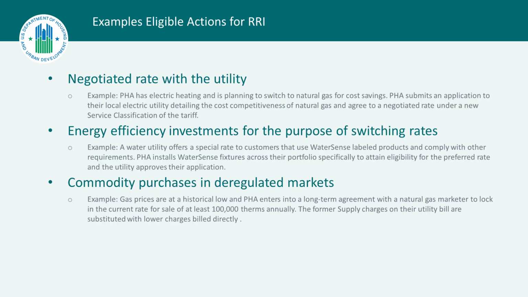Possible eligible actions for rate reduction incentive include negotiating a lower rate with a utility, making specific and recurring capital investments in equipment to achieve a lower utility rate, and negotiating a contract with a gas marketer to buy blocks of energy at a lower rate.